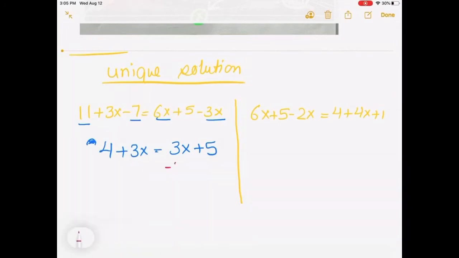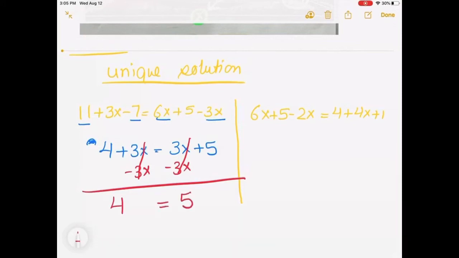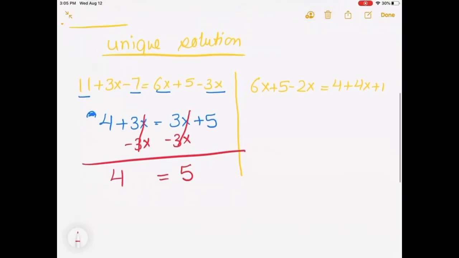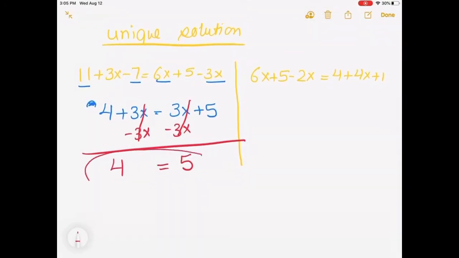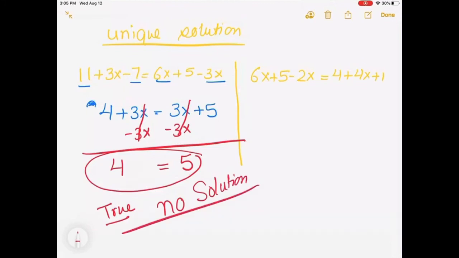Now let's try combining x's. If I take away 3x from both sides, the variable is going to get canceled out. So what I have left is 4 is equal to 5. Anytime the x's or any variable get canceled out, your answer is based off this leftover equation. 4 is not equal to 5, so it's a false statement, which means there would be no solution to this problem. None of the values for x would work for this equation. So I repeat, if the statement at the end is false, there is no solution for that problem.